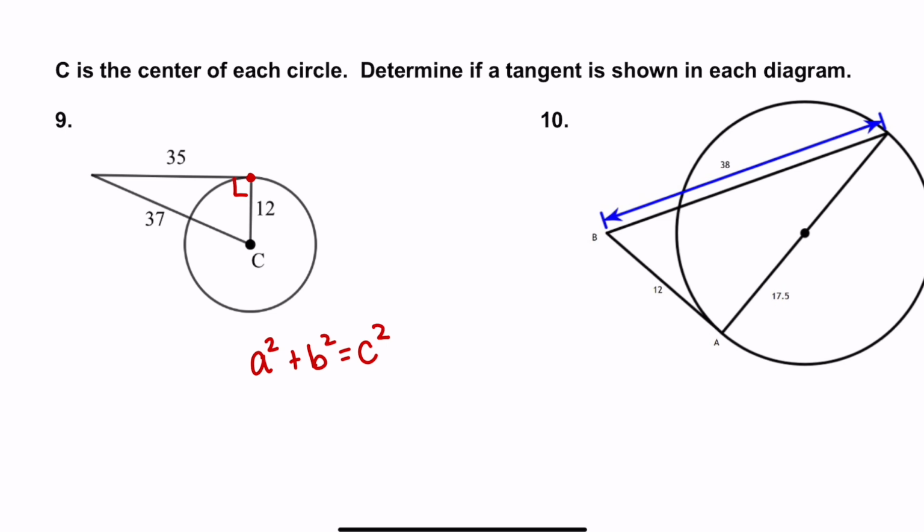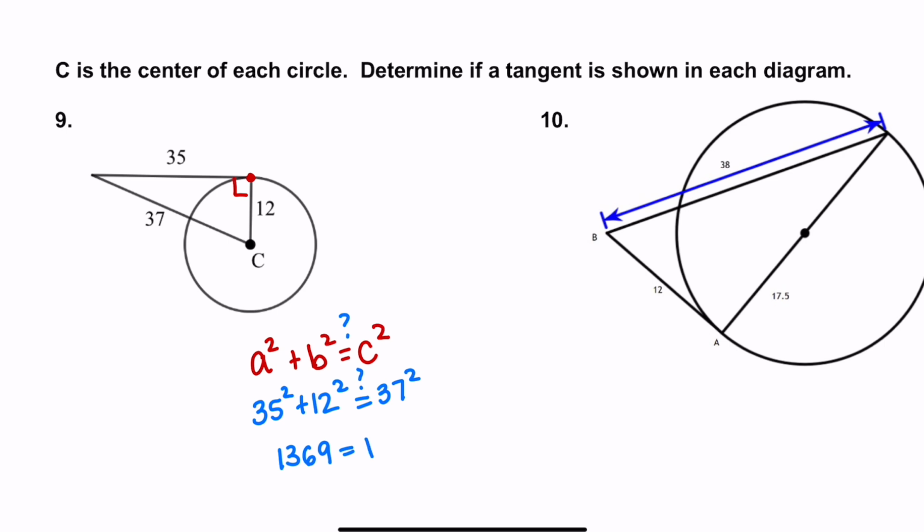So let's check, and I'm just going to put a little question mark above the equal sign because I'm trying to figure out, is this true? So I'm going to take my two legs, 35 and 12, 35 squared plus 12 squared. Does that equal, the hypotenuse has to go in for c, 37 squared? So I'm going to take out my trusty calculator, 35 squared plus 12 squared, or 144, equals 1369. Does that equal 37 squared?